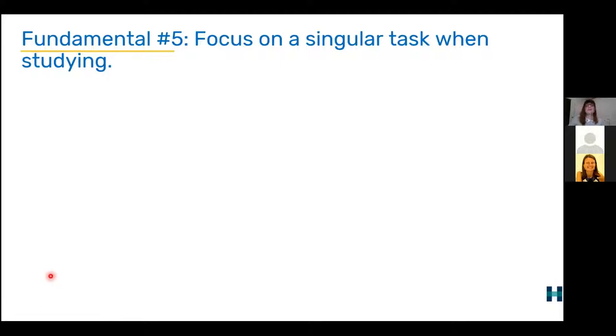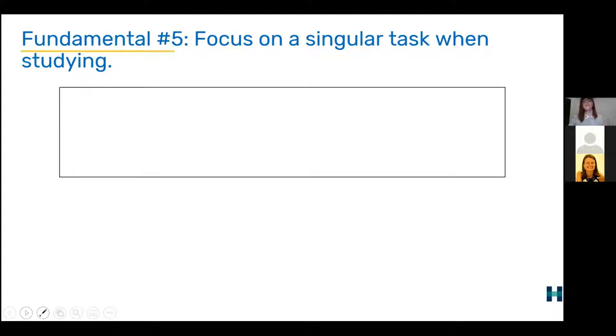Fundamental number five: focus on a singular task when studying. And this is where we are. I am going to just go ahead and hold this slide here for just a second. If you have just arrived and you want to, grab a piece of paper and a pencil. We're going to do an activity that will let you see what it's like when students are trying to do more than one thing at a time, study more than one thing at a time, have too much material around them.